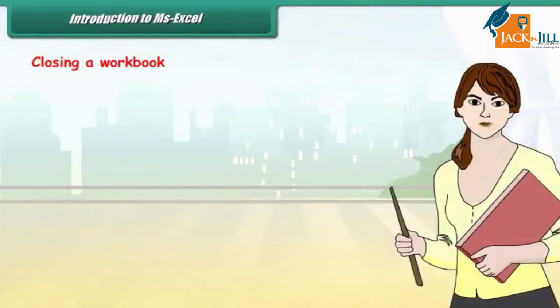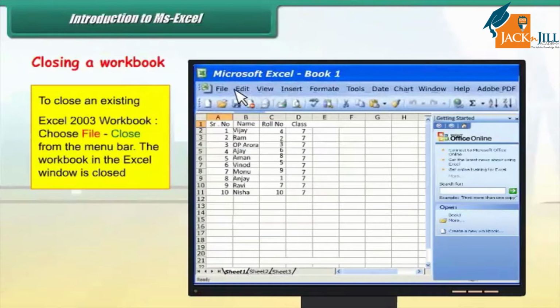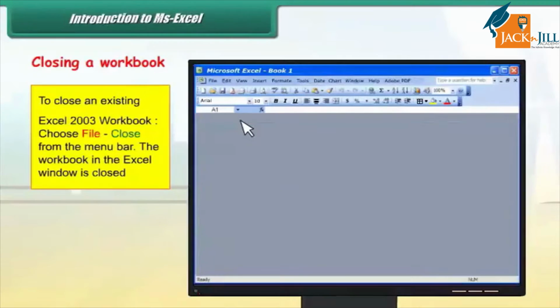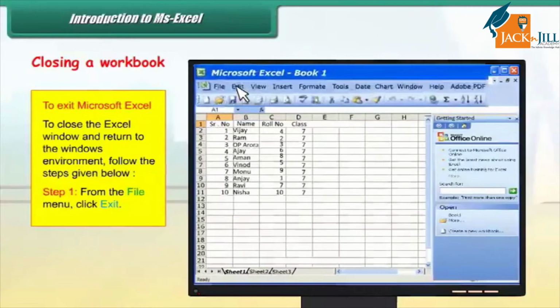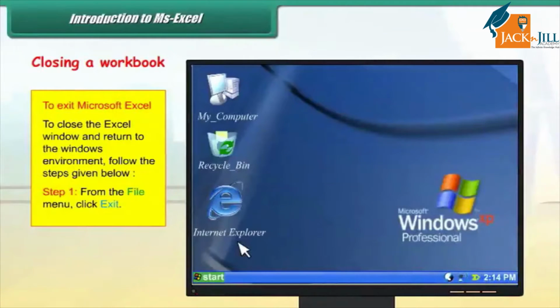Closing a workbook. To close an existing Excel 2003 workbook, choose File, Close from the menu bar. The workbook in the Excel window is closed. To exit Microsoft Excel, to close the Excel window and return to the Windows environment, follow the steps given below. Step 1. From the File menu, click Exit.